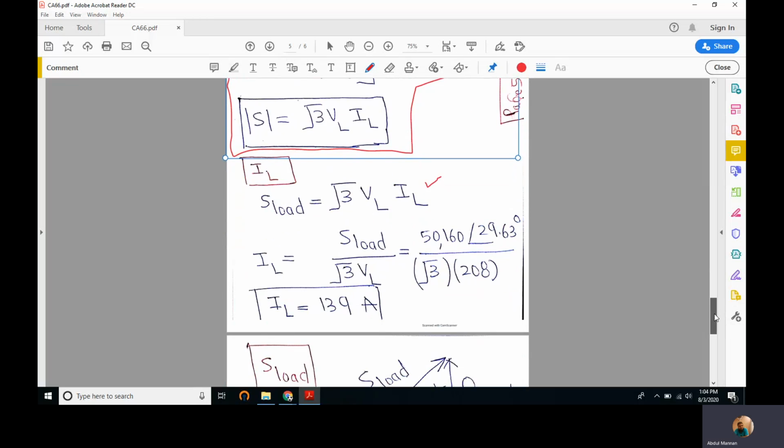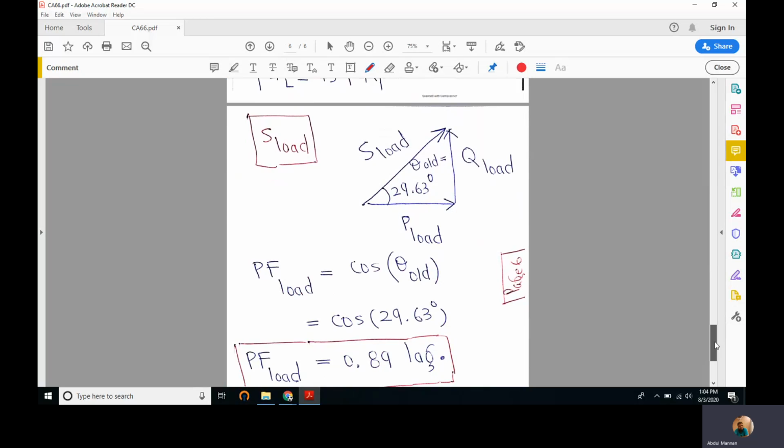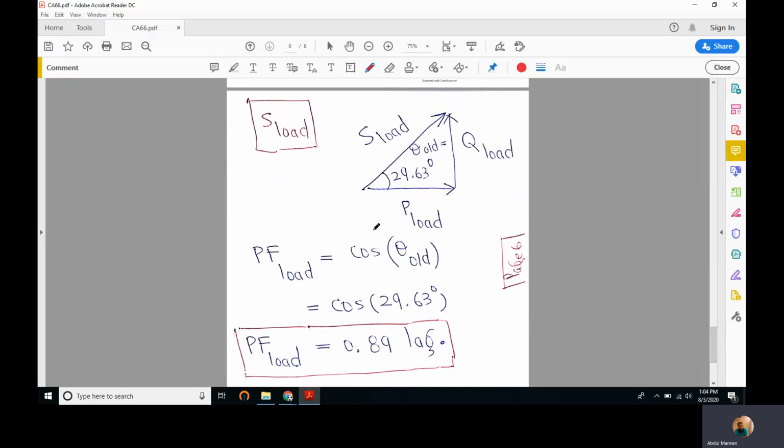And the second unknown in this question is the power factor of the load. Let's draw a power triangle for the complete load. This is the power triangle. Before this, we have been drawing power triangles for individual loads. Here is the power triangle for the joint load. P of the load, Q of the load, and this is S of the load, the hypotenuse.